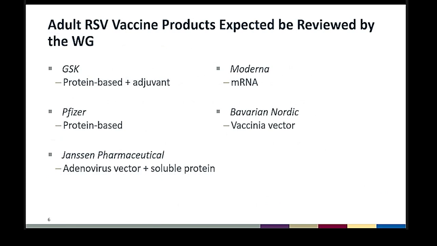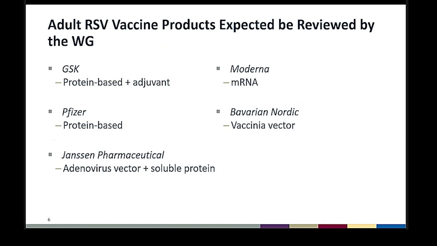So there are five different adult RSV vaccine products expected to be reviewed by the work group in the near future. GSK started its pivotal phase 3 trial in May of last year. They have developed a protein-based vaccine adjuvanted with their proprietary compound, which is also used in Shingrix and other GSK vaccines. Pfizer started a phase 3 trial in September of 2021. They have a protein-based vaccine with no adjuvant.